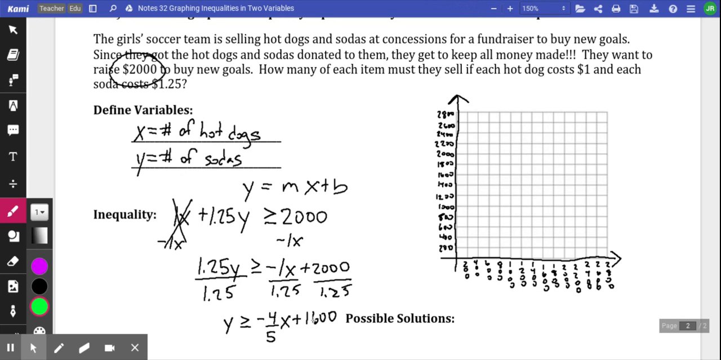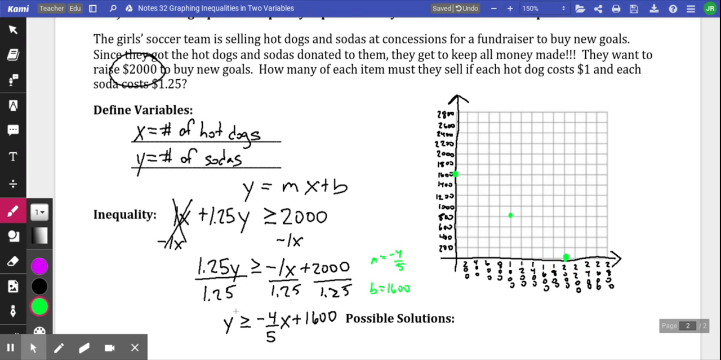So now I'm going to identify that my slope is negative 4 over 5. That just tells me how to move, but my y-intercept tells me where I start. So on the y-axis, I would plot a point at 1,600, and now my slope is down 4 and to the right 5. So down 1, 2, 3, 4, to the right 1, 2, 3, 4, 5. And then I'll do it again, down 1, 2, 3, 4, and to the right 1, 2, 3, 4, 5.